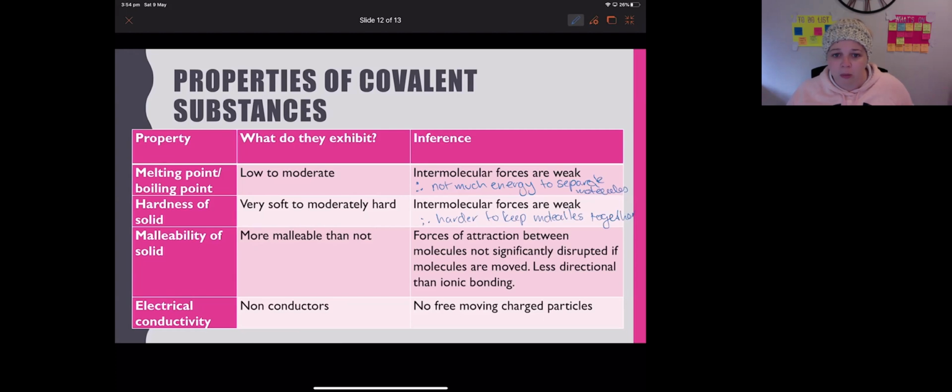The last one is why aren't they conductors of electrical signals? And this is because we've got no free moving and also no charged particles. So they don't have either. Therefore, no electricity. And that is officially the end of covalent bonding.